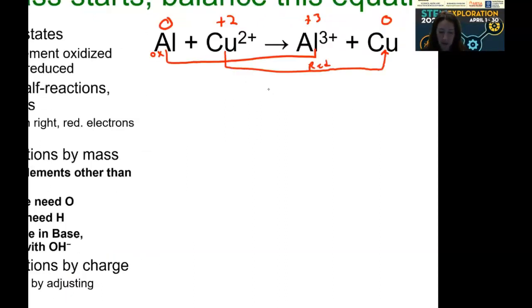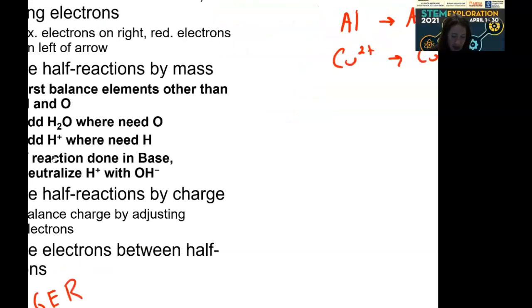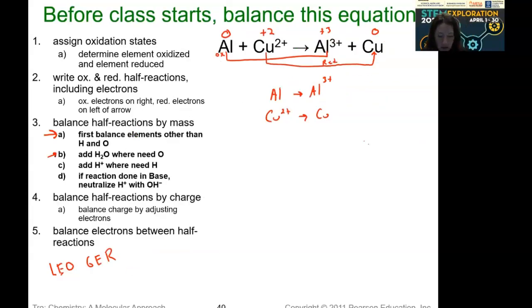So I like to treat it a little bit like math. Aluminum goes to aluminum 3+, and copper 2+ goes to copper. So we split our variables. Our next step is balance everything but H and O. Well, it's balanced, so we get to skip this one. Our next step, add water to balance O's. Don't have any waters. Add H's to balance H's. If it's in base, well, this is not in base. So this one so far is pretty easy.